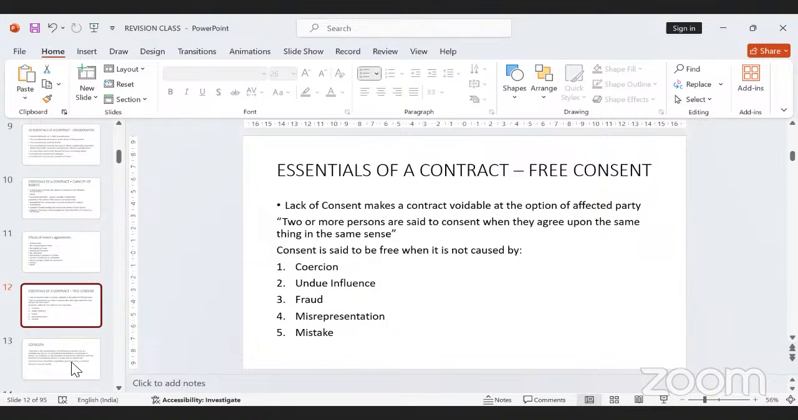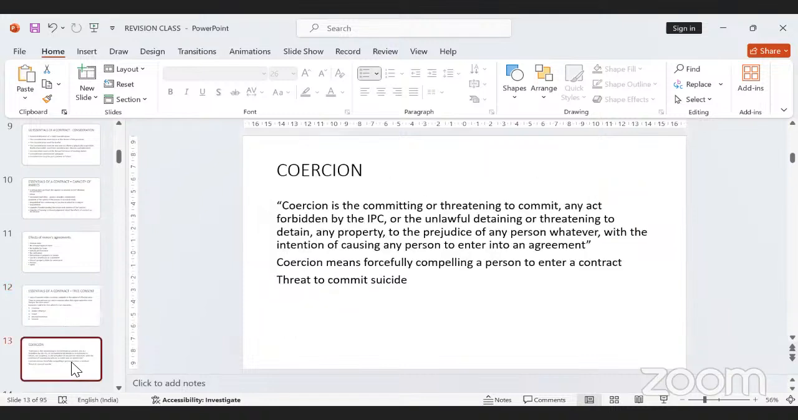Similarly, undue influence also. There was a master who has unduly influenced the servant to enter into some contract. Law gives that servant the option. If you want to go ahead with the contract, you can go ahead, or if you want to, you can cancel the contract. Similarly, for fraud also, misrepresentation and mistake also.